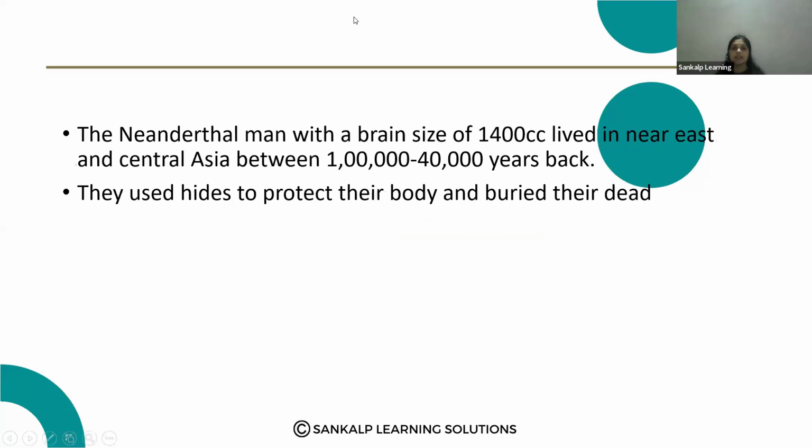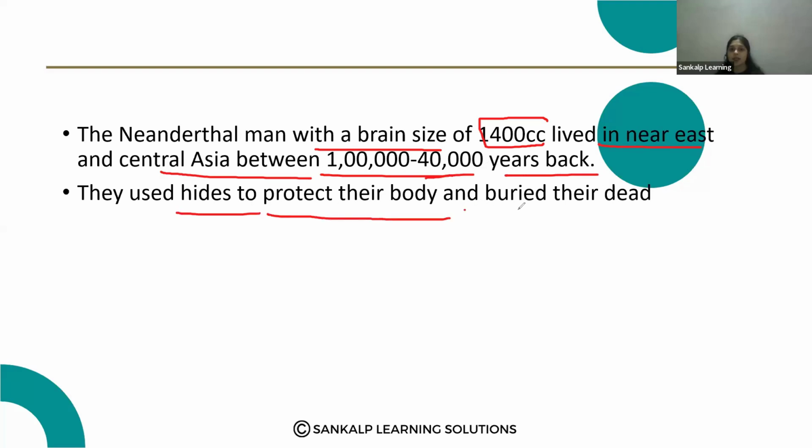Next, Neanderthal man. Neanderthal man, with a brain size of 1400 cc, lived in the Near East and Central Asia around 1 lakh to 40,000 years back. They used hides to protect their body and buried their dead. So these are the features of Neanderthal man.